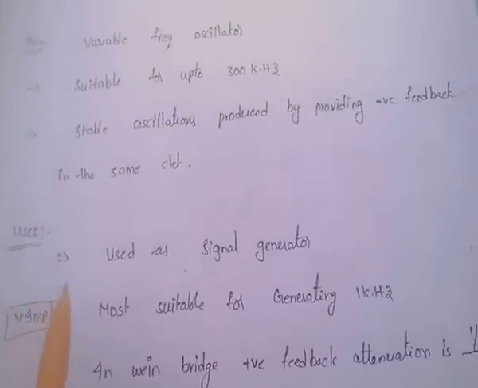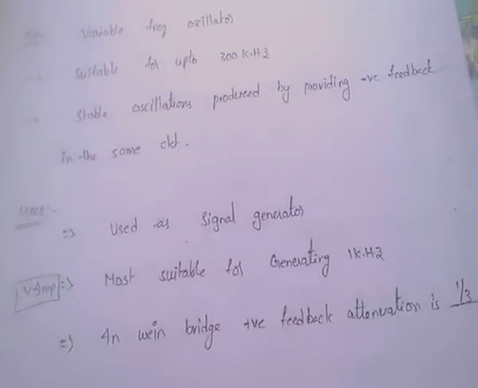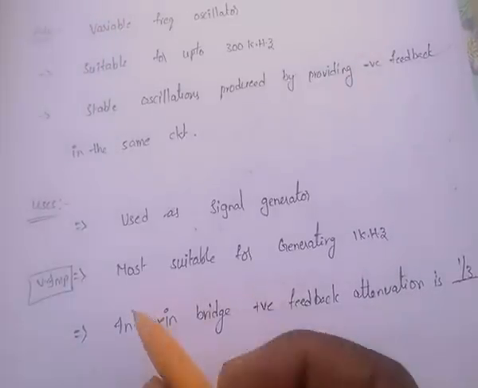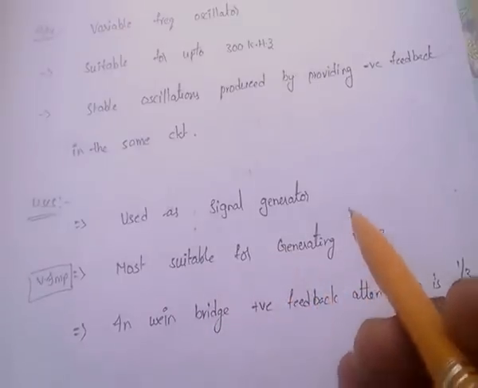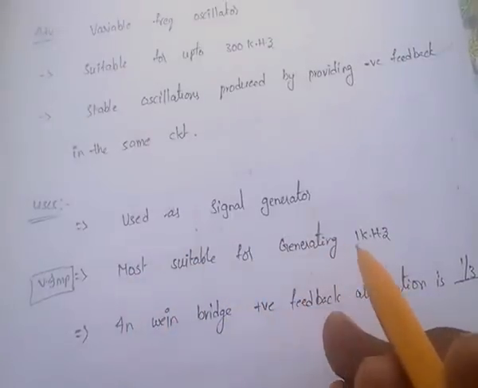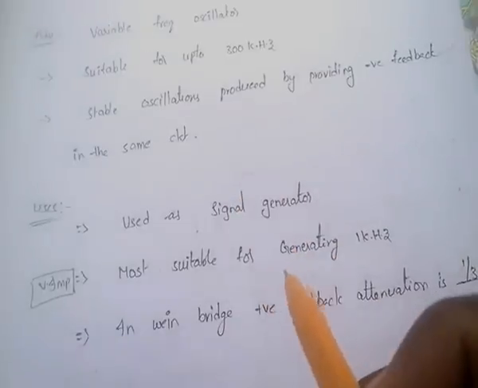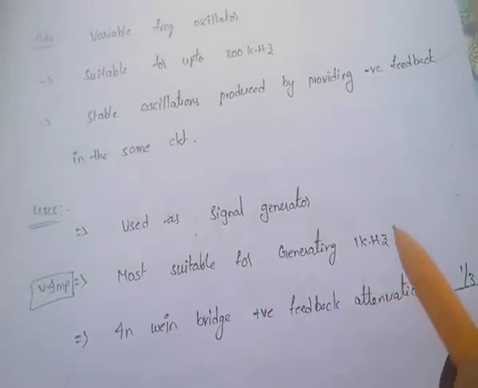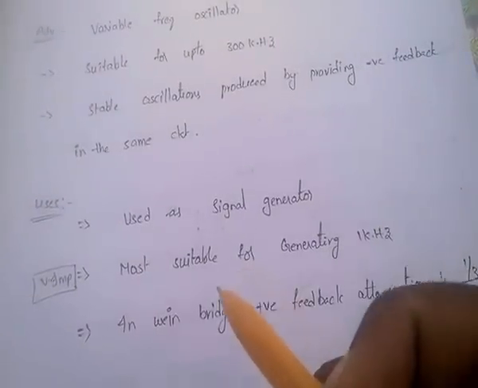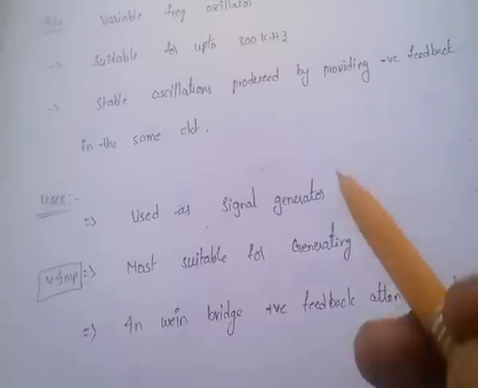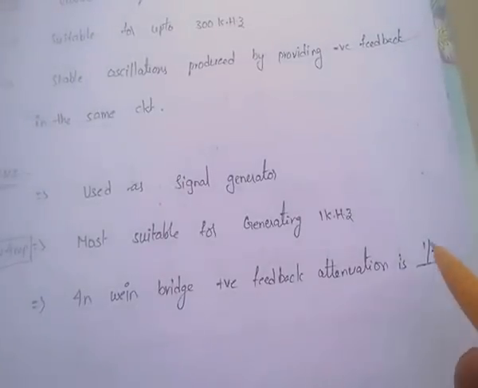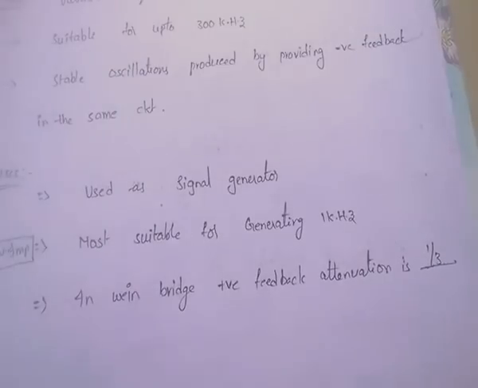It is used as a signal generator. The Wien bridge oscillator is used as a signal generator, and it is most suitable for generating 1 kilohertz. If you are asked which oscillator is most suitable for generating 1 kHz, it is the Wien bridge oscillator. We can also generate up to 1 kHz using an RC phase shift oscillator, but the most suitable for generating 1 kHz is the Wien bridge oscillator only. And in the Wien bridge oscillator, the positive feedback attenuation is 1/3.